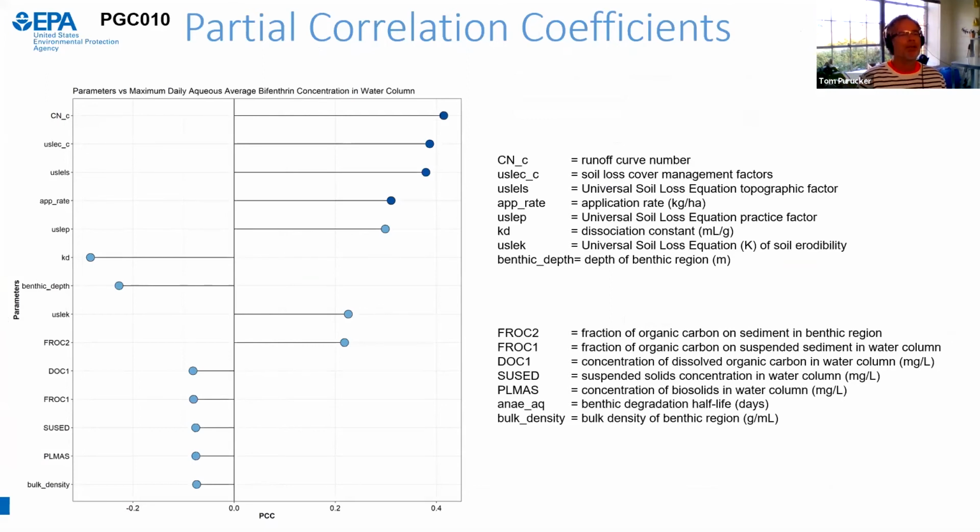We just did partial correlation coefficients over the course of the entire simulation, and we got the typical, no big surprises here. We got a runoff curve number, which sort of partitions between runoff and infiltration, as a big influence for the surface water concentrations. A lot of universal soil loss erosion factors, and of course the application rate, are really sensitive parameters that are important. Then some partitioning types of parameters as well as degradation end up being big influences on this concentration over time.